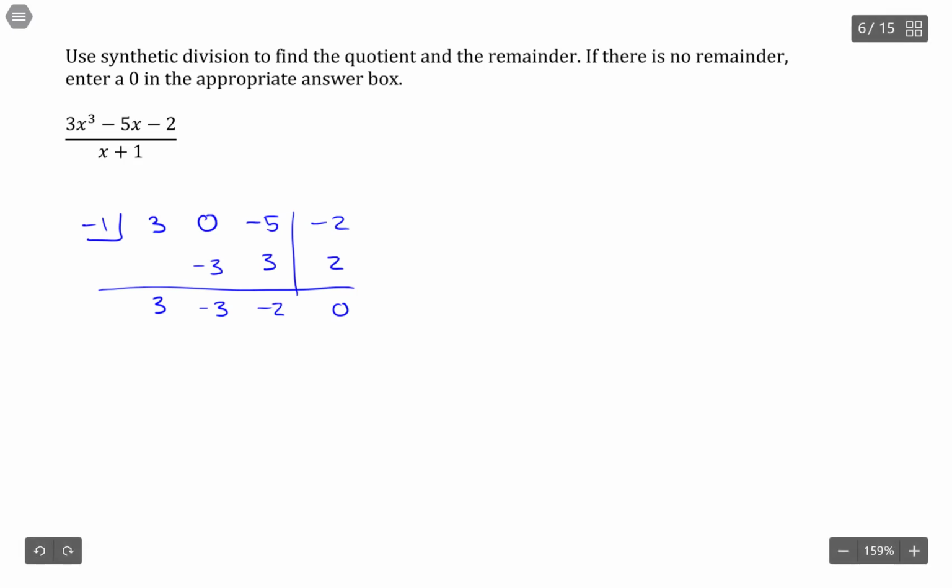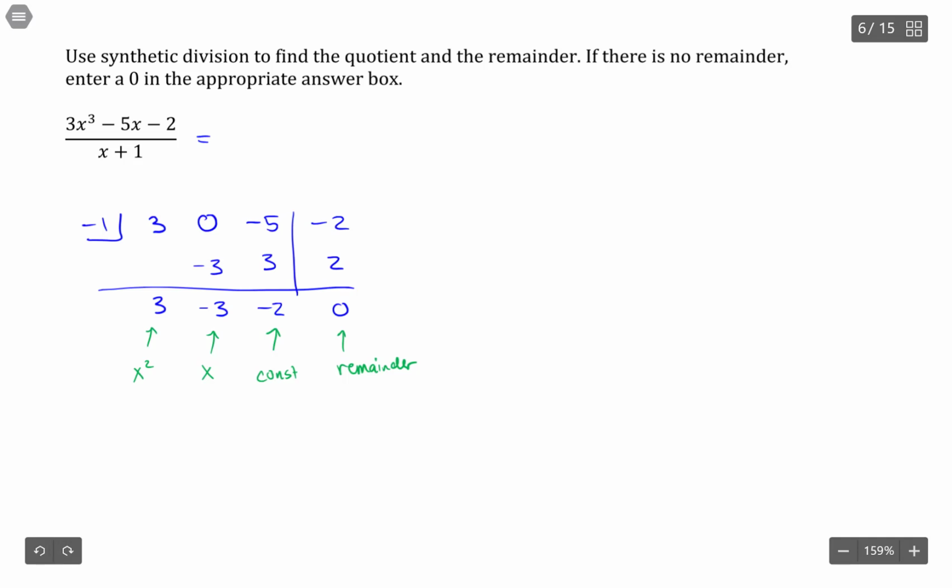So to interpret this, this number here is my remainder. Since that remainder is 0, it means it divides evenly. The rest of these make up a polynomial. This would be the constant in that polynomial. This would be times x, and the rest of these are just increasing powers of x.